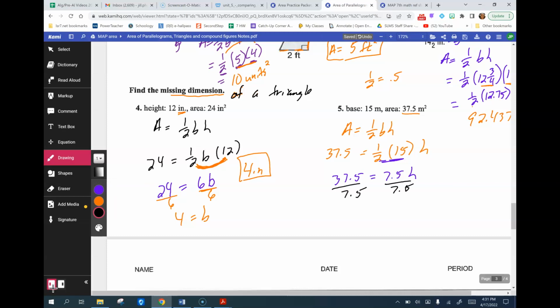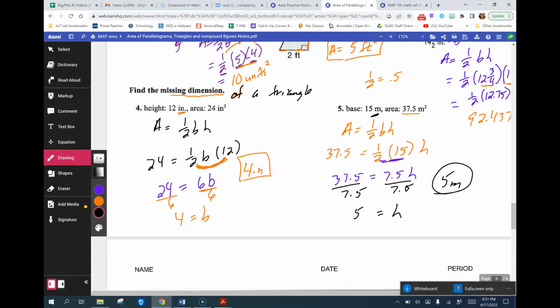Oops, lost my calculator. 37.5 divided by 7.5, and we get 5. Wow, I'm going to double check that and make sure I did it right, because that was too slick. 5. Okay, so my answer is 5. Label it meters. Good. We're going to stop there for now. I'll come back to compound shapes, the next page of your notes, in another video.